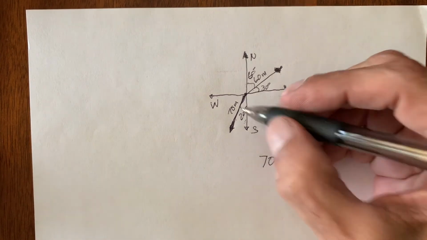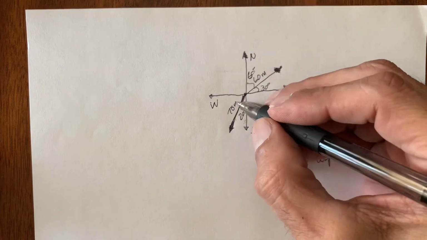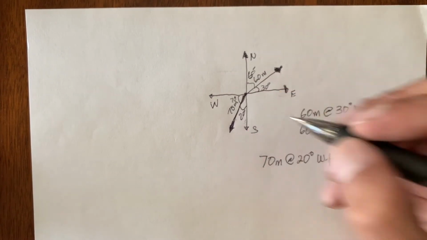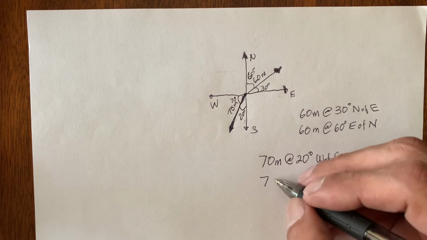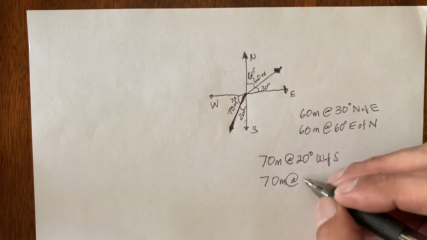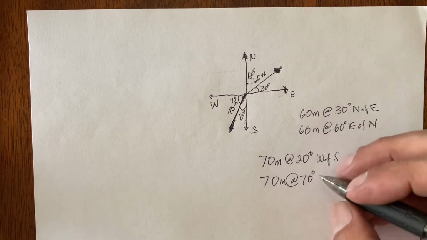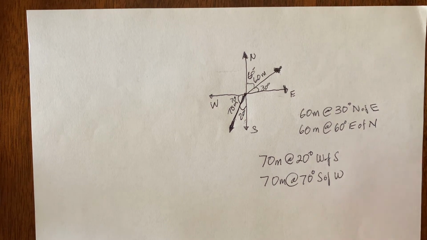Or you could write this as 70 degrees. Oops, that happens to be the same number again. That's also a coincidence. At 70 degrees south of west.